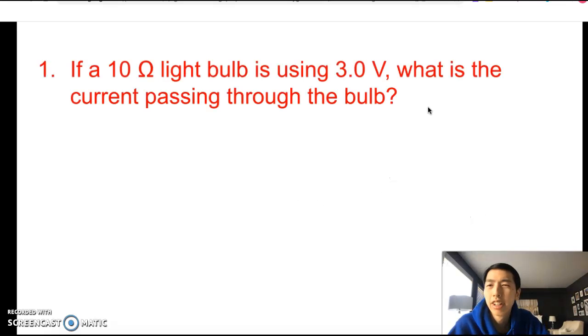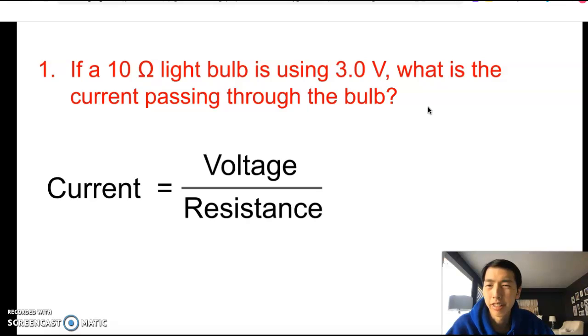So example 1: if a 10 ohm light bulb is using 3 volts, what is the current passing through the bulb? To do this, I'm going to copy out the formula. This is just the formula from the previous slide. We call this formula Ohm's law. What this question is asking us to do is find out what is the current. According to this formula, the current is going to equal the voltage divided by the resistance.